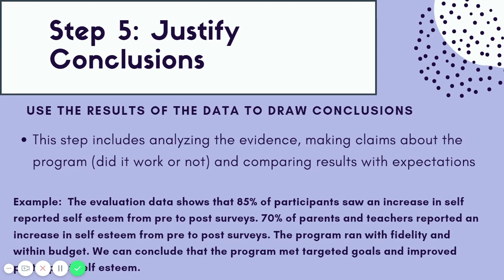Step 5 is to justify conclusions. What that means is now you are going to take that data and you're going to draw conclusions. So this is where you're really seeing, did we meet the goals? Were the costs worth it? Was the impact there? You're making conclusions. Sometimes these can be positive conclusions, and sometimes these are areas where you conclude that the program was too costly or the program wasn't effective.